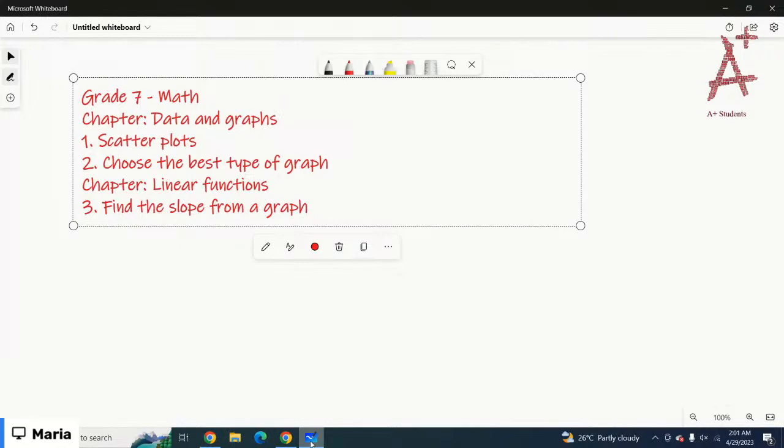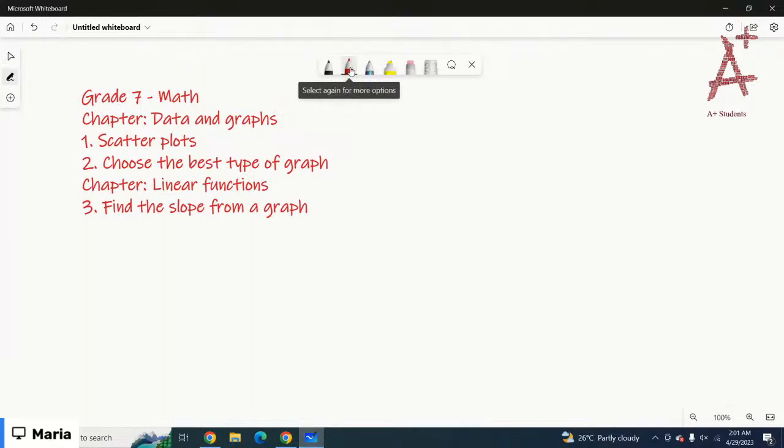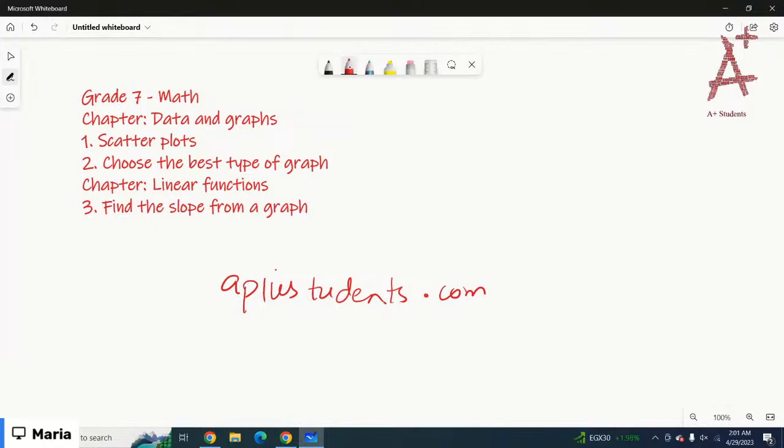We are here for grade 7 maths. You can find all the lessons on aplusstudents.com. You have to log in there using your email address and password provided by the administrator. Then you have to select math from the subject tab. Scroll down to grade 7 and then click on view all lessons. There you can find a list of the chapters.